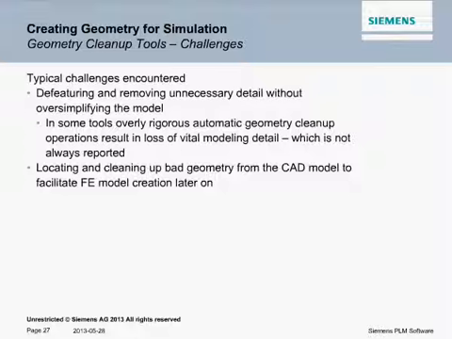For example, there could be a small edge inside the model which is loaded. That loading may actually be essential and needed for the simulation. So if it's on a small feature which is just removed, then the load disappears and we've lost data. So it's important that the system can identify the small details which do have this additional data and leave them alone. Locating and cleaning up bad geometry from the CAD model is really required for simulation FE model creation later on. So these are things that we have to overcome.